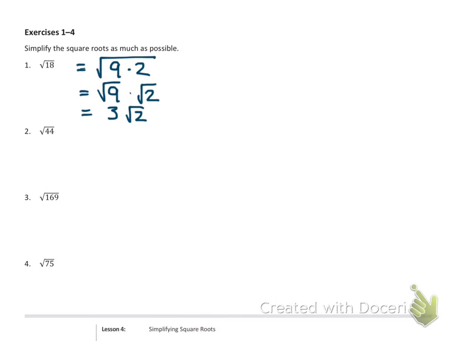Okay, 44 is 4 times 11. So this would be equal to the square root of 4 times 11, which is equal to the square root of 4 times the square root of 11, which is equal to 2 square root 11.